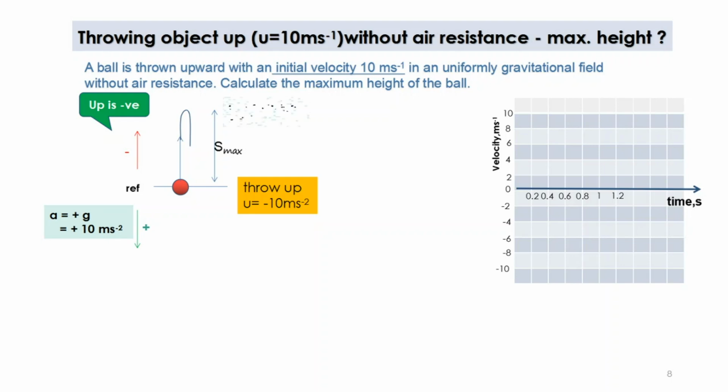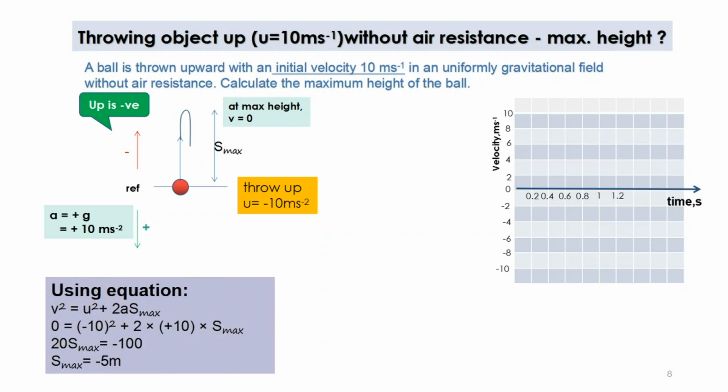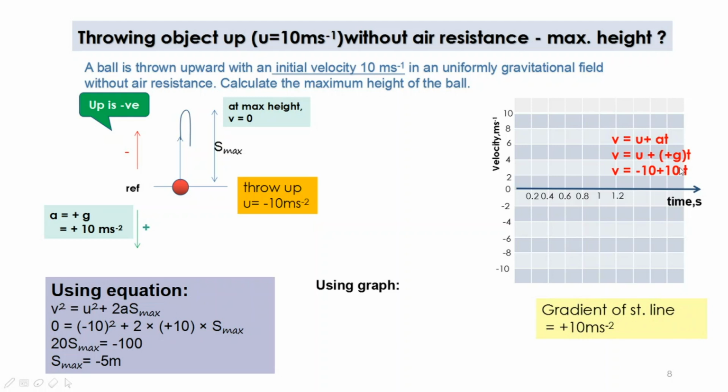Similarly, using the equation v squared equal to u squared plus 2as, we substitute to get the maximum displacement equal to minus 5 meters. To draw the graph, we are using v equal to u plus at. Now u is equal to minus 10 because upward is negative, whereas a is equal to positive 10. Hence, the equation is v equal to minus 10 plus 10t.